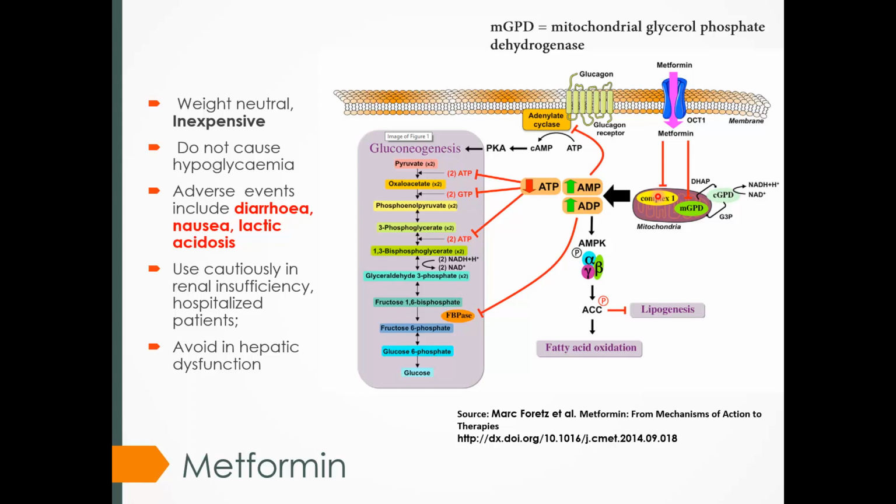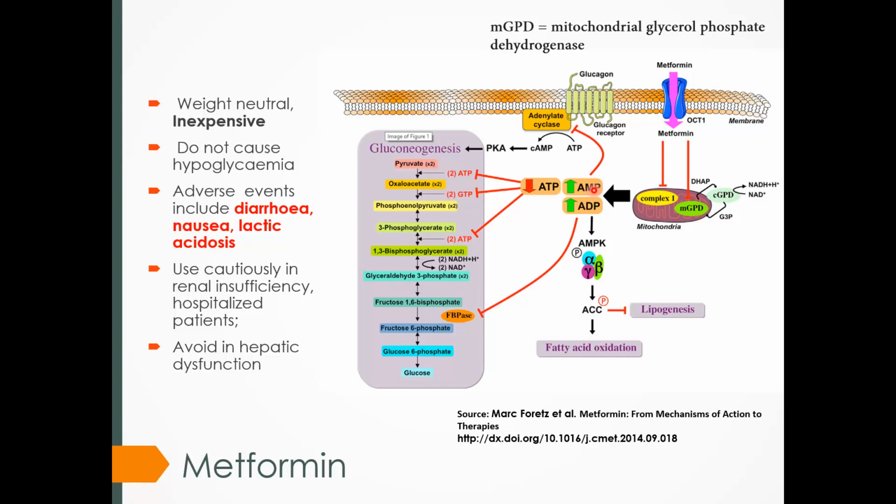So as effect of inhibition of complex 1, there is increased AMP level and decreased ATP level. So ATP is decreased and AMP is increased. This altered ratio inhibits different steps of gluconeogenesis. So you can see here different steps of gluconeogenesis is inhibited. Especially this high amount of AMP that will inhibit the gluconeogenesis.